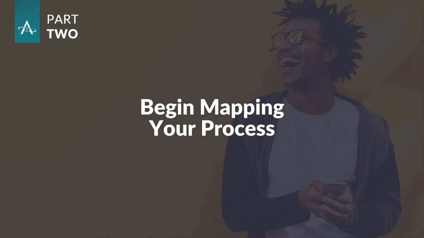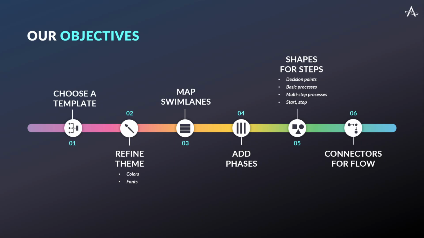In our next section, we'll begin mapping a process in Visio. We'll go through a number of steps in this stage to set up the basics of our flowchart. We'll choose a template, refine our theme, map swim lanes, add phases, incorporate shapes to show our steps, and use connectors to show the order of operations.